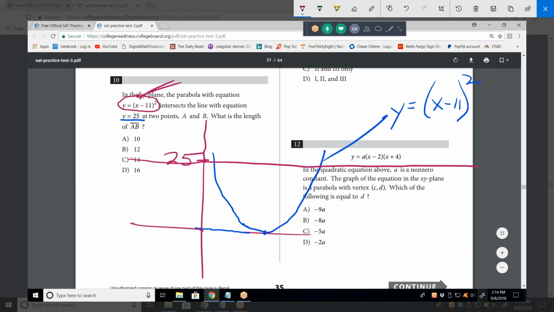Okay, so the second part of the problem is done. Now, the question is what is the distance between that point A and point B, where the two graphs intersect at 2 points? Well, how do I figure out where those points are? If I can figure out where those points are, then figuring out the distance won't be hard. It's a horizontal line, so I just take the difference between the x coordinates.